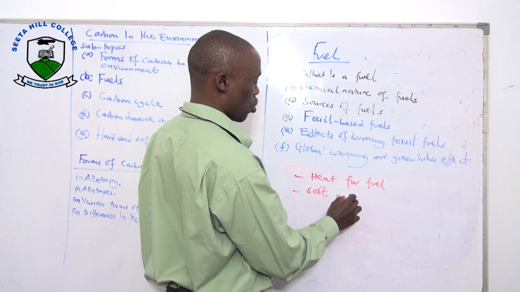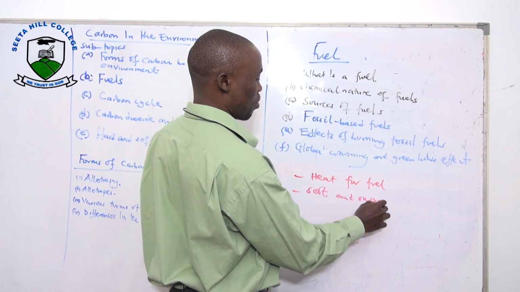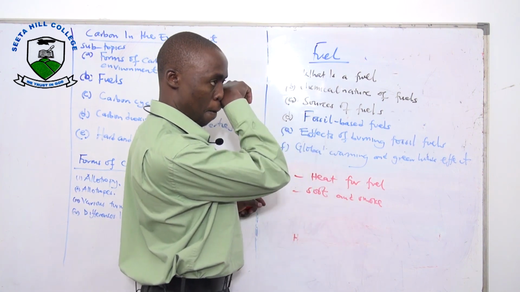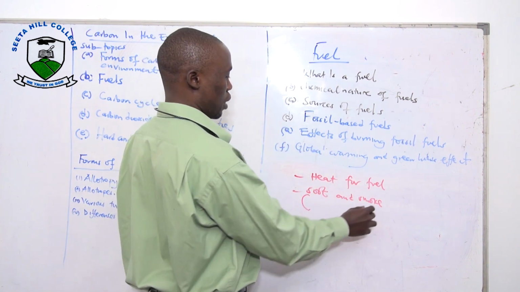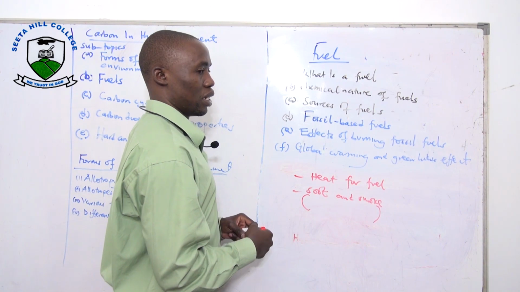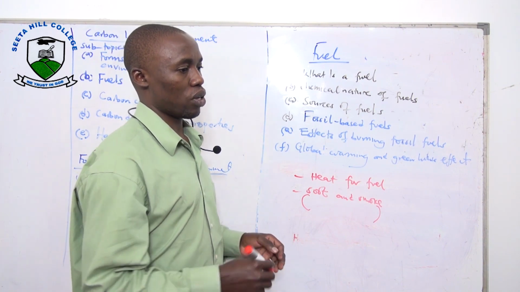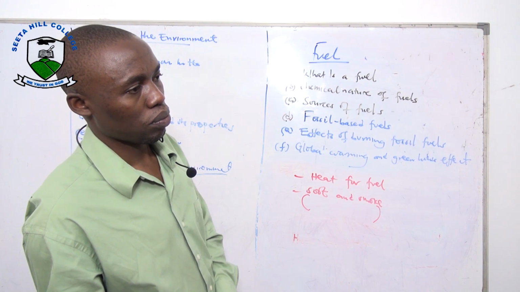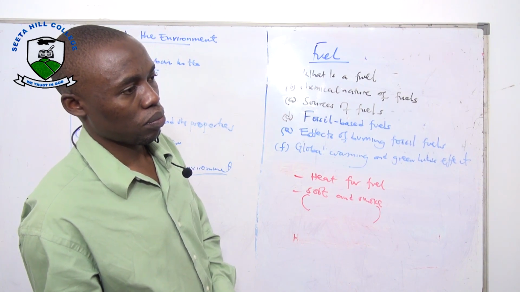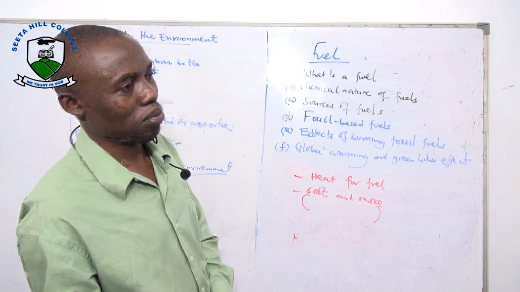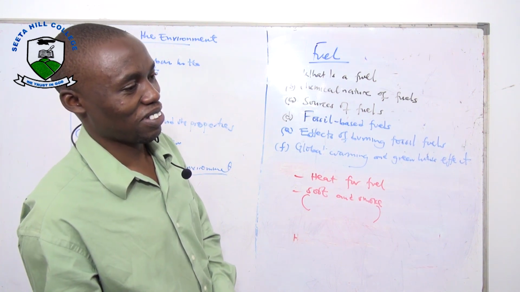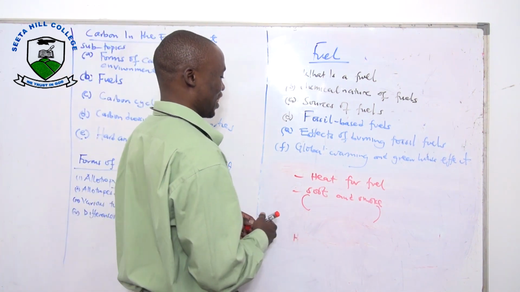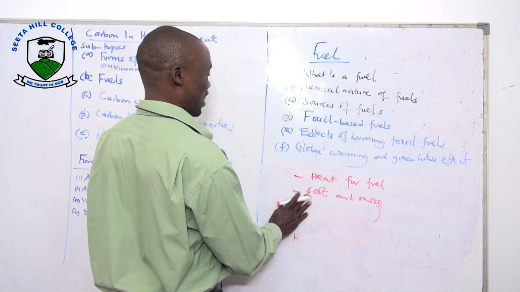Soot and smoke. That means when you are using it, soot is formed. That means you can even darken your saucepan, not so? Yeah. Like that, you get energy, respiration. Okay. What else? What else?